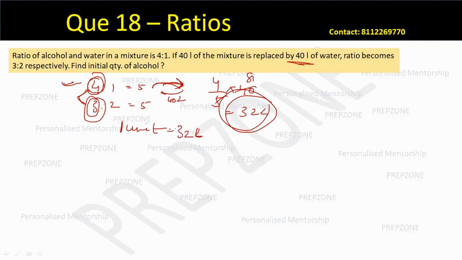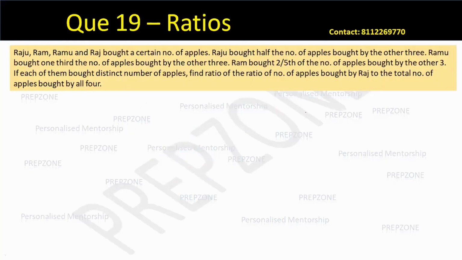initial volume of alcohol, and you have to calculate the initial quantity of alcohol, which is 4 units. So the answer is 32 into 4. It is 128 units. Next question.